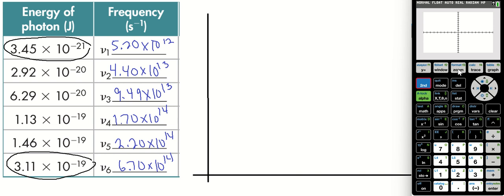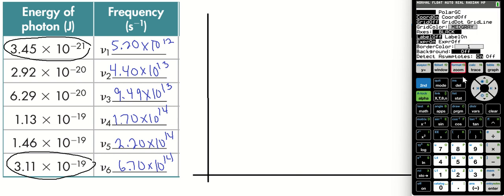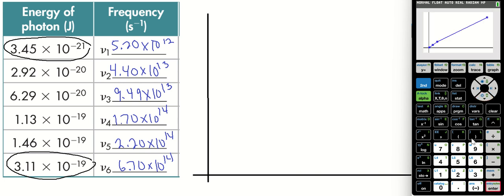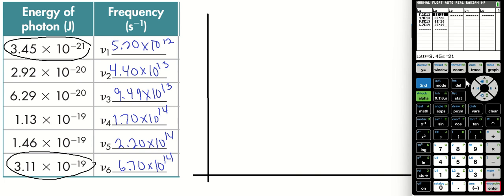Oh, we gotta zoom maybe into. Oh, what? Get out of there. Quit. Let's zoom in on our list here. Zoom stat. There we go. That doesn't even look like something. Did we do something wrong? Doesn't look like a line. Let's check our list. Alright, that one looks good.